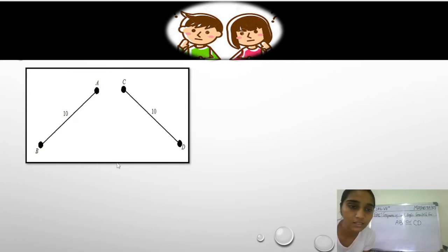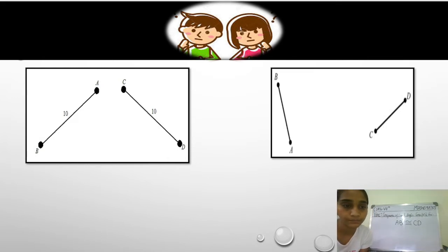And what about, students, the next figure? What will you say, are these two lines congruent? How will you say that? Yes, in this case we will trace it, use the trace copy and see whether these two lines are hiding behind one another or not. If they are hiding, AB will be congruent to CD. If they are not hiding, AB will not be congruent to CD.